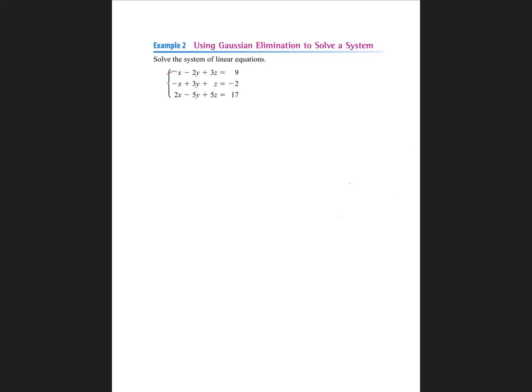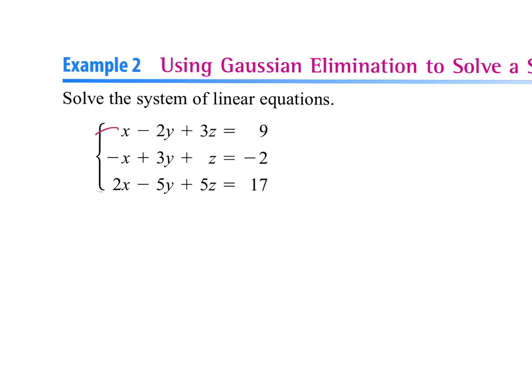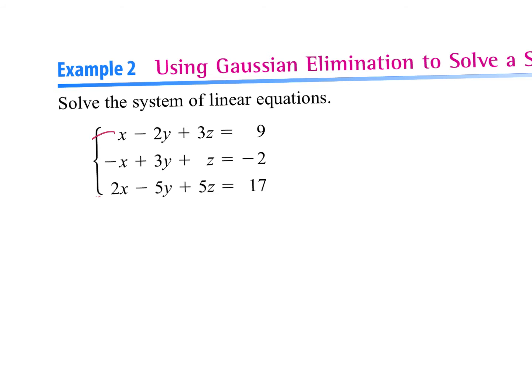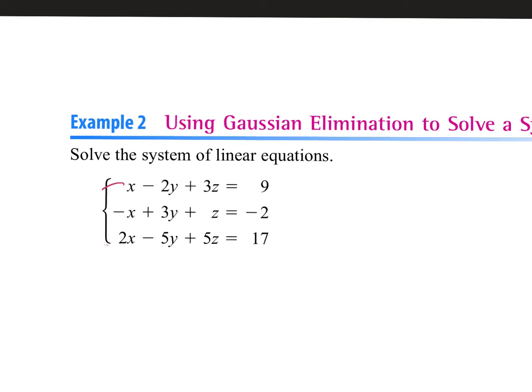So let's look at number 1. This is our first example. It says example 2. This is called Gaussian elimination. You don't need to know what that word means, but this is what this is called. What is super important? I need you guys to write this down, and I need you to remember this always.